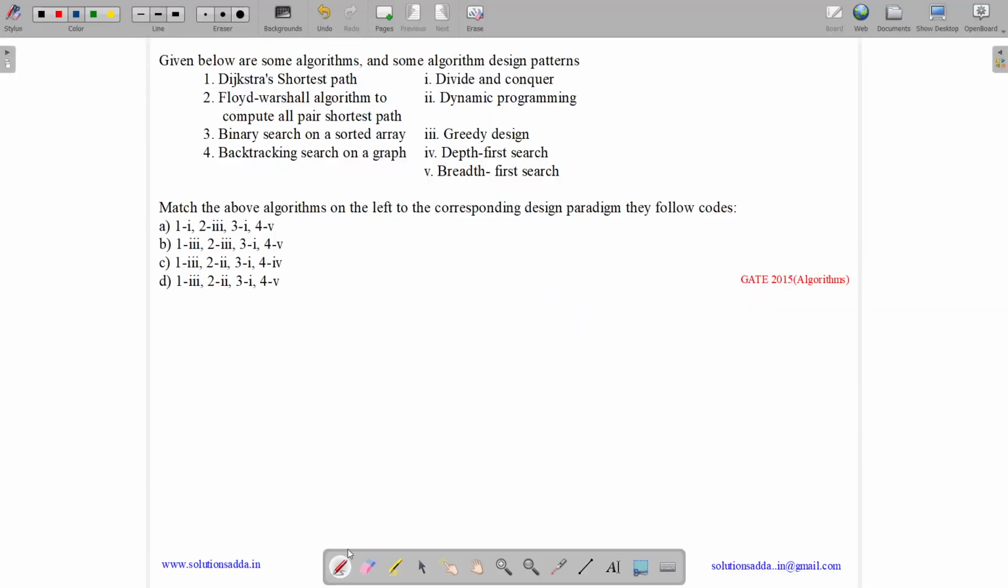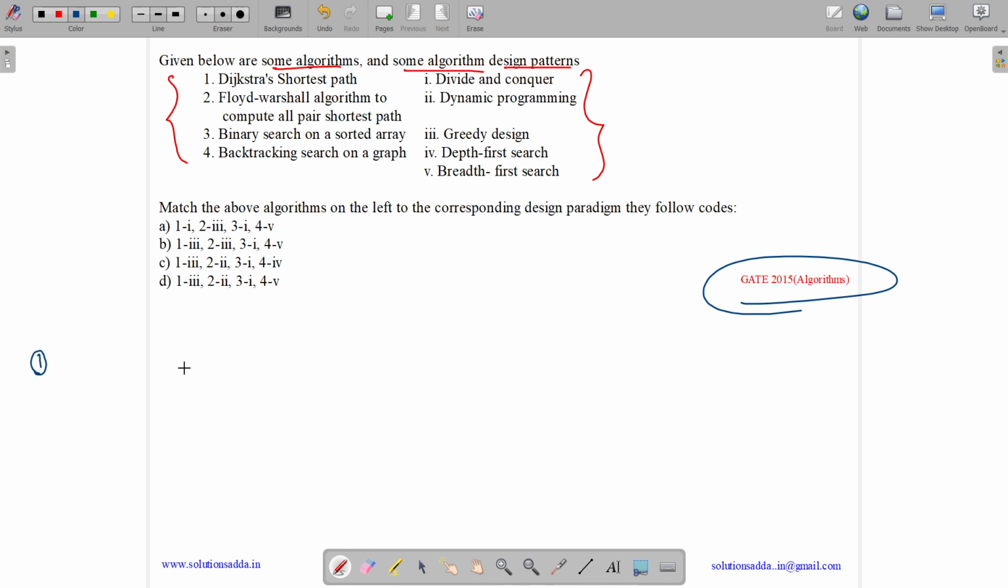This question belongs to the algorithm subject and was asked in GATE CSE 2015. The question states: given below are some algorithms and some algorithm design patterns. These are the algorithms, these are the design patterns. Dijkstra's shortest path, Floyd-Warshall algorithm to compute all pairs shortest path, binary search on a sorted array, and backtracking search on a graph. And the patterns are divide and conquer, dynamic programming, greedy design, DFS and BFS. Match the above algorithms on the left to the design paradigms they follow. So we have to match the algorithms to the design pattern.